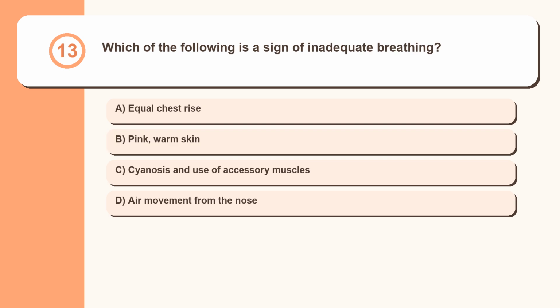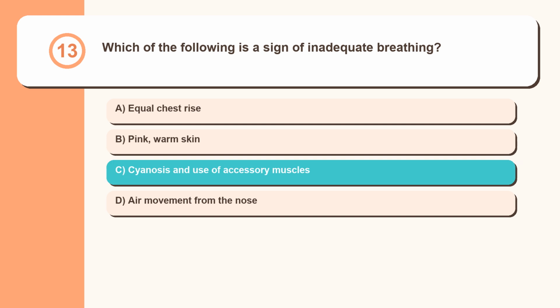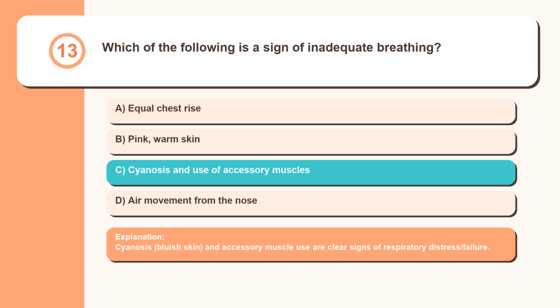Question 13. Which of the following is a sign of inadequate breathing? Equal chest rise, pink, warm skin, cyanosis and use of accessory muscles, air movement from the nose. Cyanosis, bluish skin, and accessory muscle use are clear signs of respiratory distress or failure.